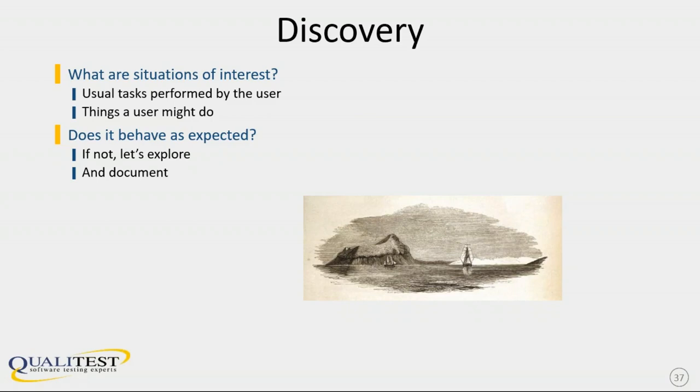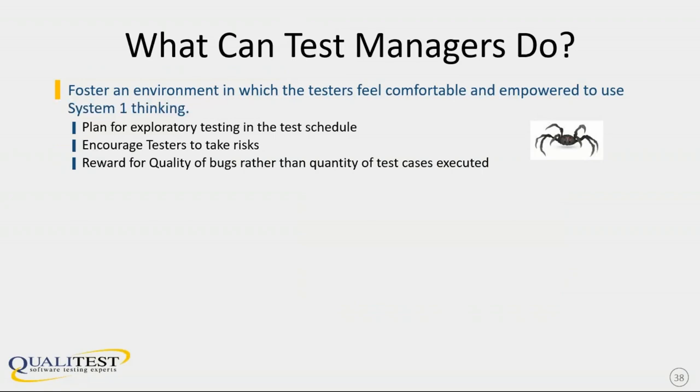So then let's look at a little bit about what can a test manager do? Well, as a test manager, we really need to focus on allowing testers to feel comfortable and empowered. We want them to use their system one. We want to empower testers to use their system one thinking. I mean, how often we always seem to be trying to get things done as quickly as possible. Well, I think some of that, of course, comes from the anchoring bias.